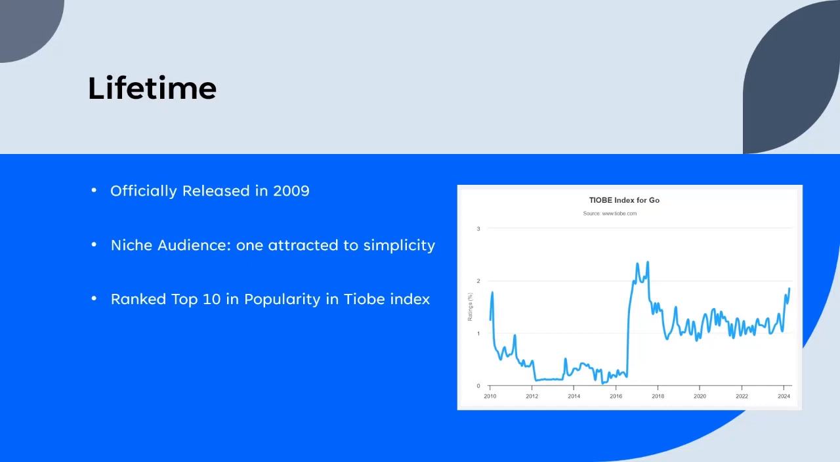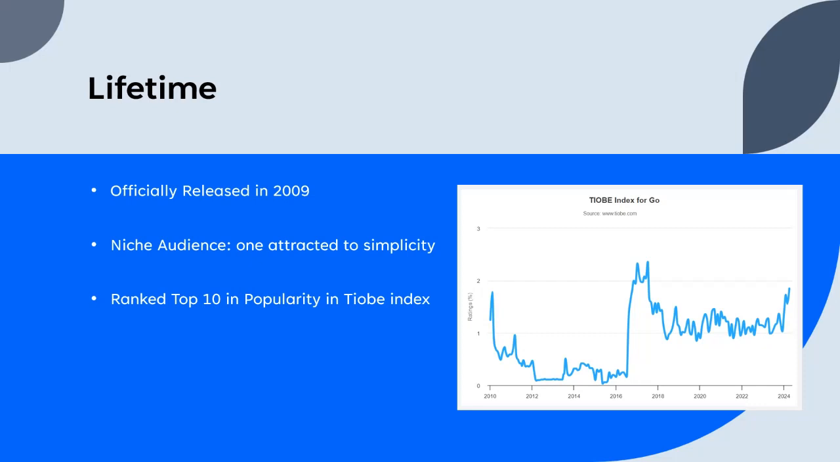Since being officially released in 2009, Go's performance, capabilities, and most importantly their libraries have grown. Go did not have huge popularity when first released, but attracted a more niche audience, one who also thought like the creators of Go, ones that craved simplicity and were interested in web development. Go has managed to gain popularity over the years by expanding its libraries and tools. It is now ranked top 10 in popularity by the TIOBE index.